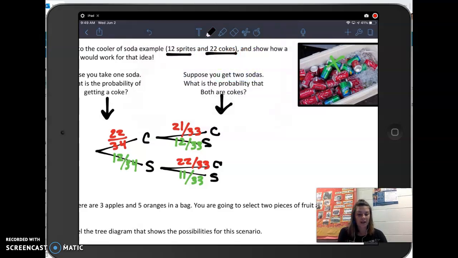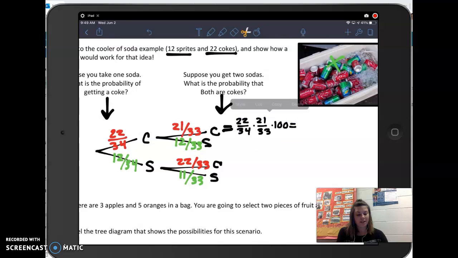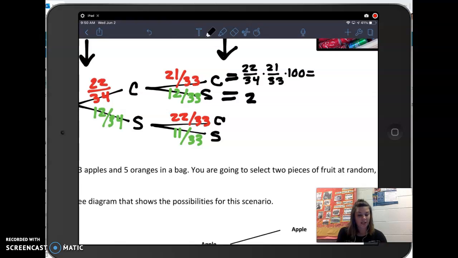So the first thing that could happen on the very top of the tree diagram is Coke, Coke. So Coke and then a Coke again. We've seen this example before, 22 out of 34. Multiply when things happen in a row. Multiply by 100 to get a percent. And that'll be that probability. I'll come back and do the percents in just a minute, just to save time. So then going on to the next one, it's going to be a Coke first. So the same fraction at first, but then it's a Sprite second. So it's the 12 over 33 second.